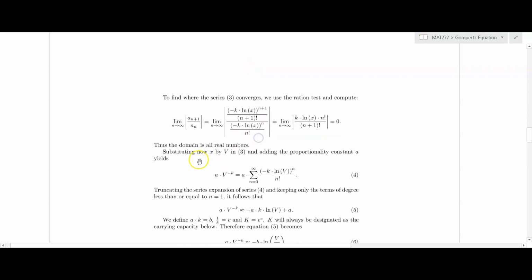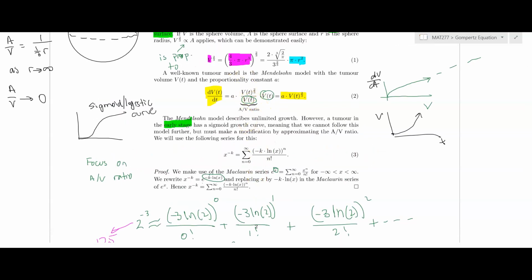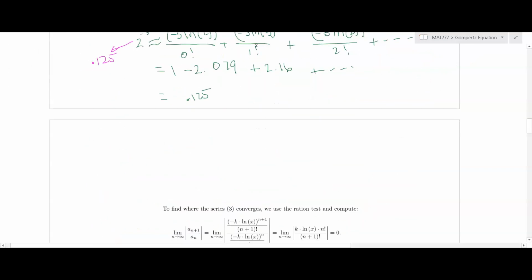So what that means is now our model, our dV/dt, when we're just focusing on the a times v to the negative k. Now you might say, where did v to the negative k come from? Well, back up here, when you look at this model, v to the 2/3 over v to the first is going to be v to the negative 1/3. So you have a times v to the negative 1/3 times v, and you can see that these still multiply. If you add their exponents, it's still going to give you v to the 2/3. So what we're trying to do is estimate that v to the negative 1/3.